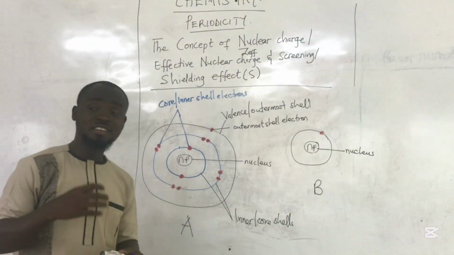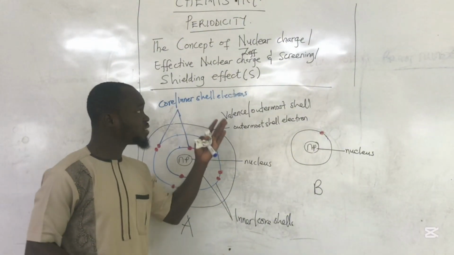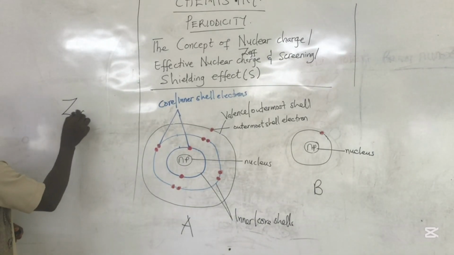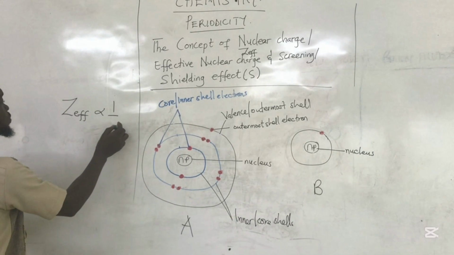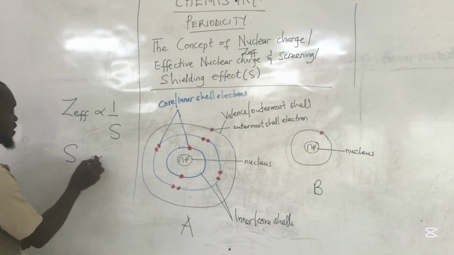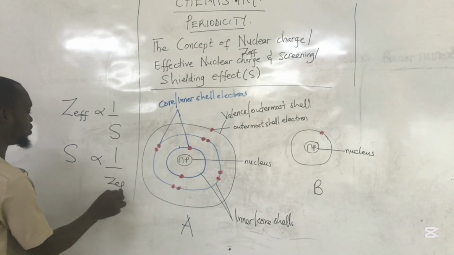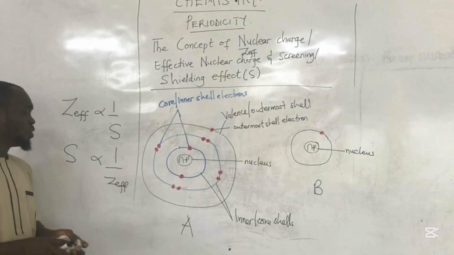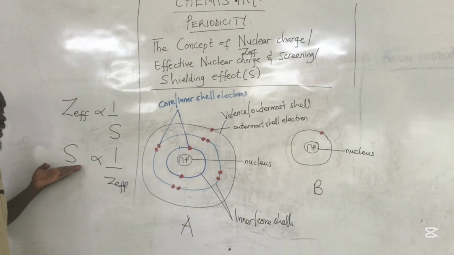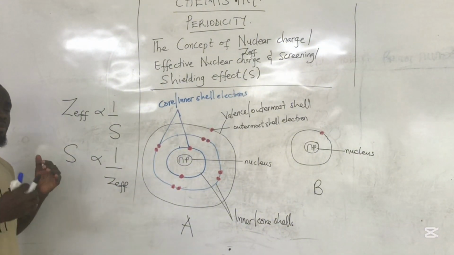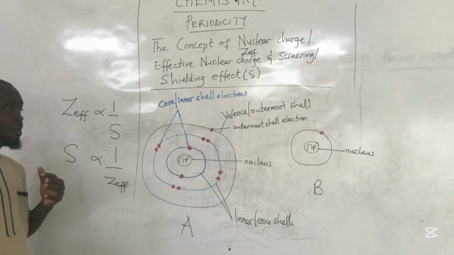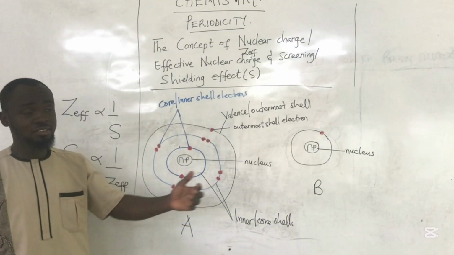The variation that exists between the effective nuclear charge and screening effect is giving us effective nuclear charge is inversely proportional to screening effect. Or we can say screening effect is inversely proportional to effective nuclear charge. It simply means that once we have more inner shells or more core electrons, there will be an increase in blockage in the attraction made by the proton onto the valence electrons.